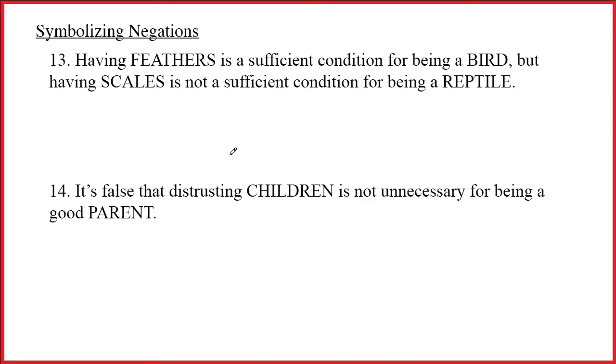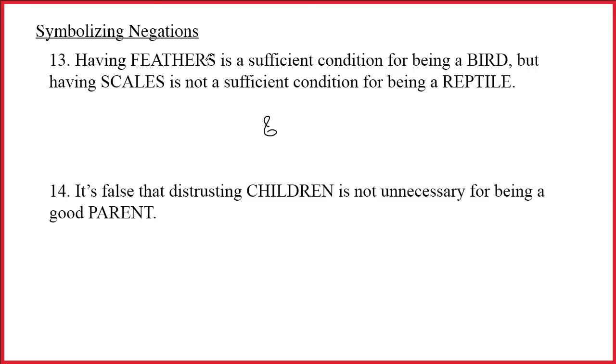These two sentences involve one of the most common mistakes that I see on the second test. They're really not very difficult sentences, but it's almost, in my mind, like a careless mistake. Let's take a look at what they say. Having feathers is a sufficient condition for being a bird, but having scales is not a sufficient condition for being a reptile. Well, obviously the main connective is an ampersand for the but.